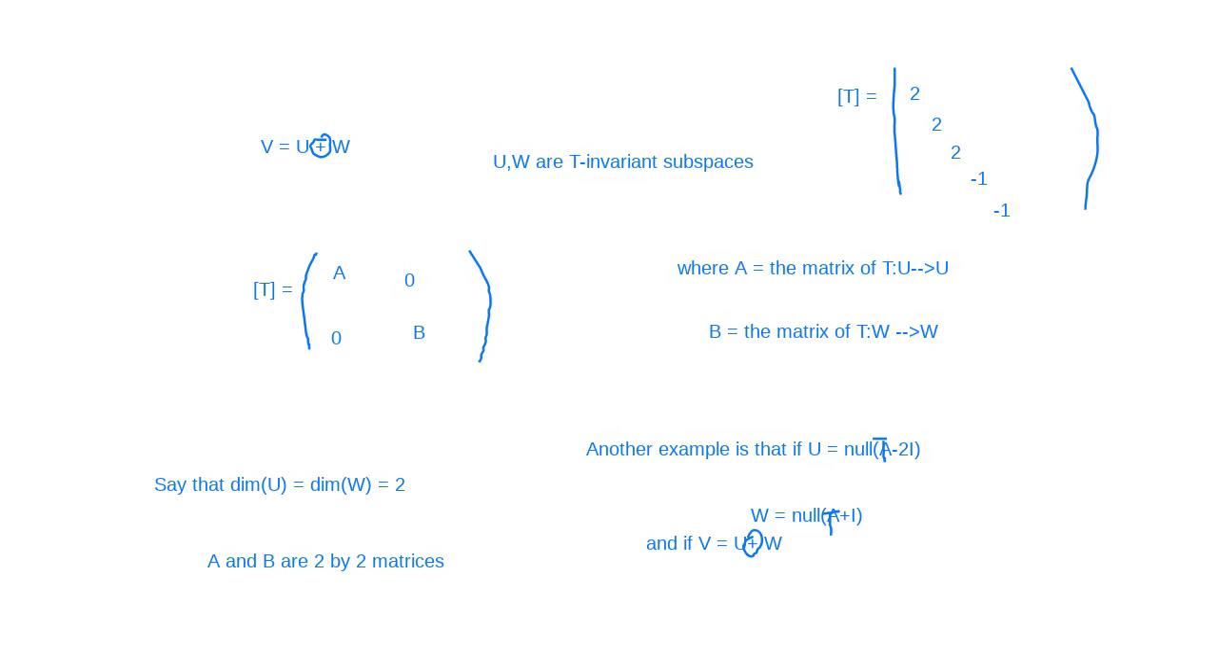Okay, and then in this case, it's pretty easy to see what's going on. T takes some of the vectors and multiplies them by 2 and takes some other vectors and multiplies them by -1. Okay. So that's our goal, to find the nicest decomposition we can.